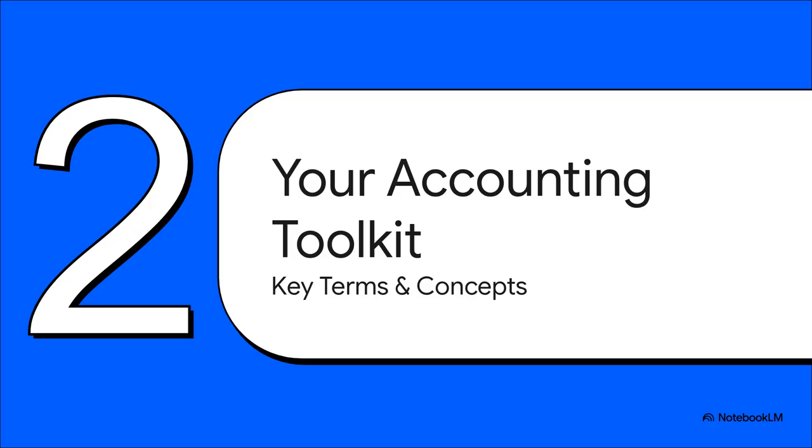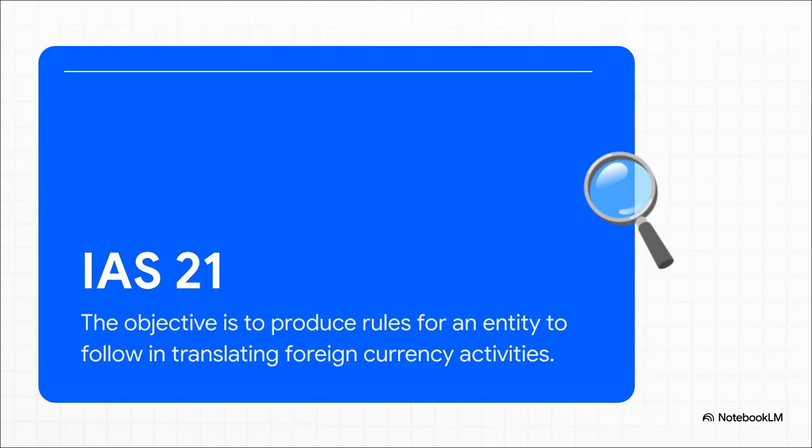All right, to navigate IAS 21, you're going to need the right tools. So let's build our accounting toolkit. We're going to go over a few key terms that are absolutely essential for understanding how to handle pretty much any foreign currency transaction that comes your way. So here's the official line. At its core, IAS 21 is just about setting the ground rules. Its entire purpose is to make sure that when a company translates all its foreign currency activities, it does it in a way that's logical, consistent, and frankly easy for people to understand.